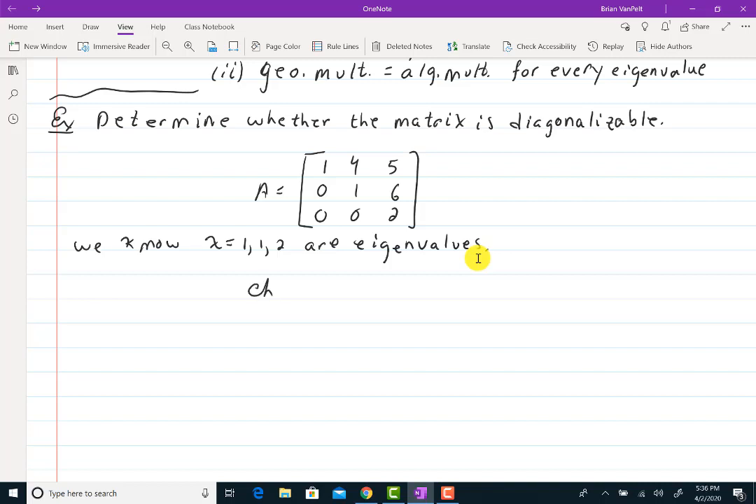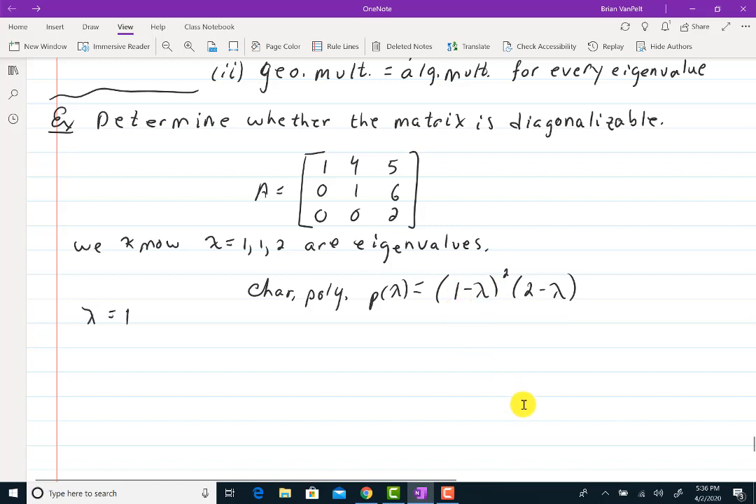In fact, if we do the characteristic polynomial, p of lambda will equal 1 minus lambda, squared, times 2 minus lambda. That's the format it will actually come in. So what do we have? Lambda equals 1 has algebraic multiplicity 2, and lambda equals 2 has algebraic multiplicity 1. So I need the geometric multiplicities to do that.